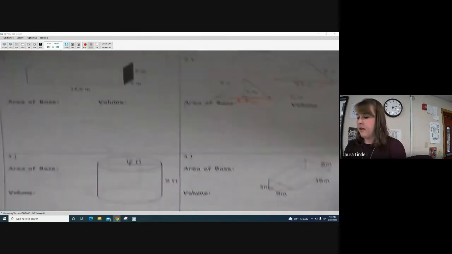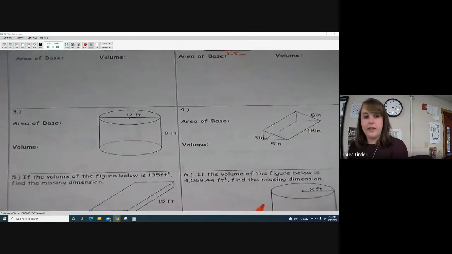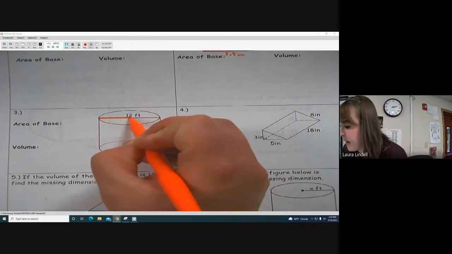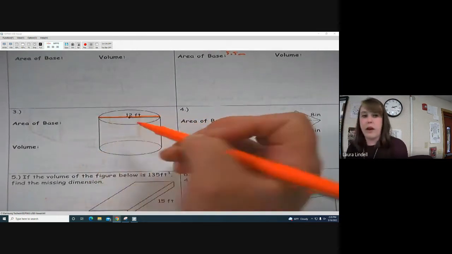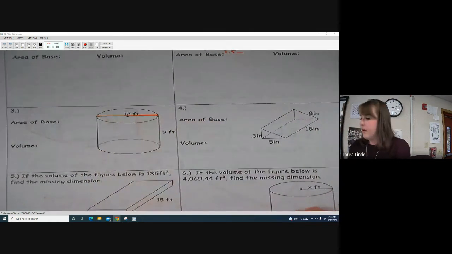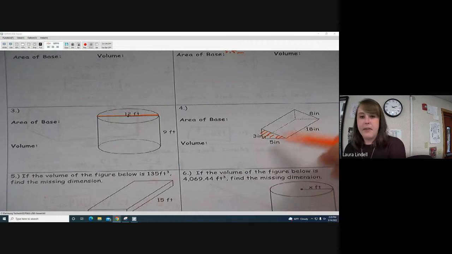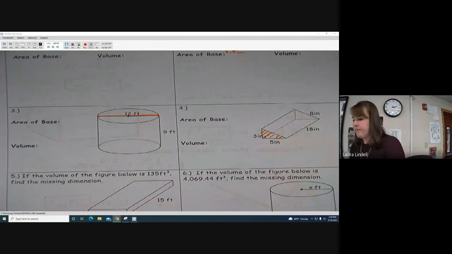Same thing on number 3. We're looking at a cylinder, looking for the volume. The 12 feet represents the diameter, so don't forget to find the radius first. And then same kind of thing over here. Find the area of your triangle base, multiply by the distance between the bases.